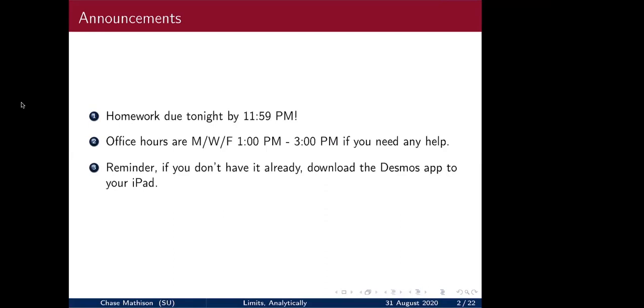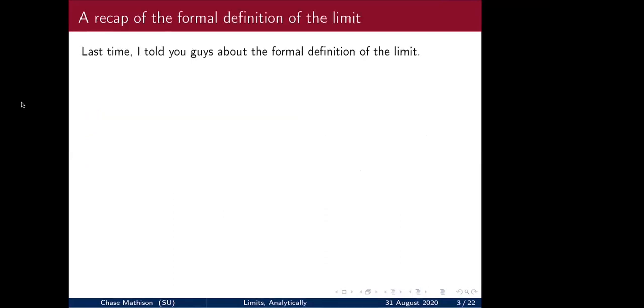All right, cool beans. So today we're going to start off with the formal definition of a limit that I mentioned last time. And then we're going to talk about finding limits analytically.